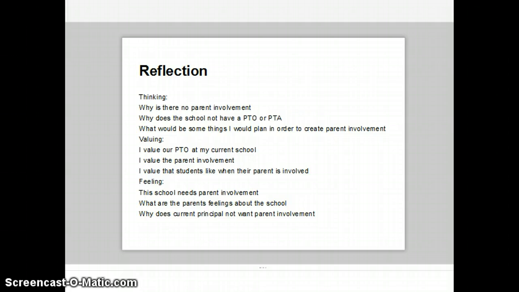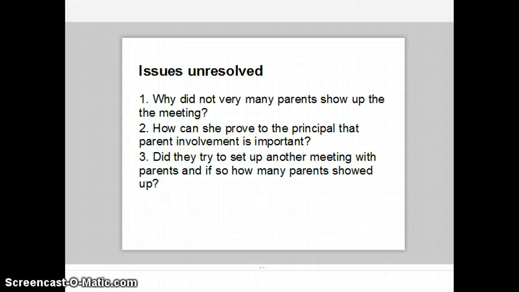What are the parents feeling about the school? Is there something that's keeping them from coming into school? How do they feel about school? Why does the current principal not want the parent involvement? I know he's had bad luck in the past with trying to get parents involved, but if someone else is trying to take care of this, why doesn't he want to be involved in this?